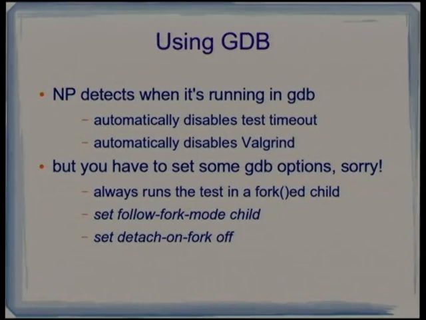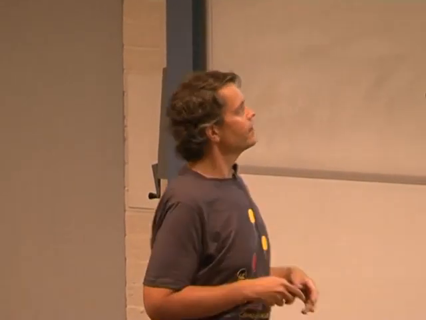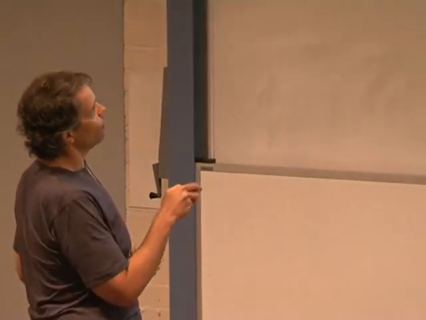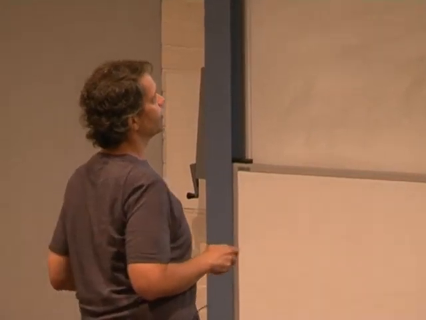Using GDB. Sometimes you need to debug your test. So you have a test timeout, and this is the one thing where I had to add a test timeout feature to Cyrus to work with CUnit. And I had to add an option to not have a test timeout, because when you run it in GDB, the last thing you want is to be halfway through debugging and suddenly you get a SIGALRM and everything goes to pot. So this automatically disables test timeouts when you're running under GDB.